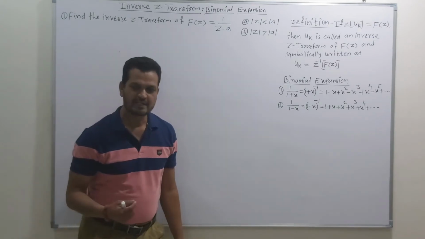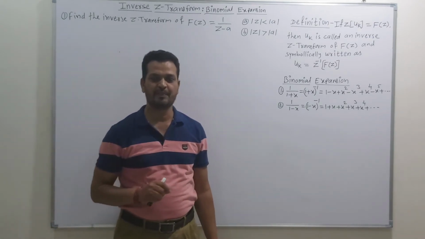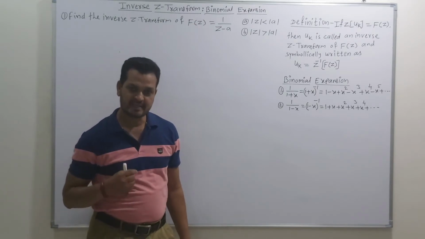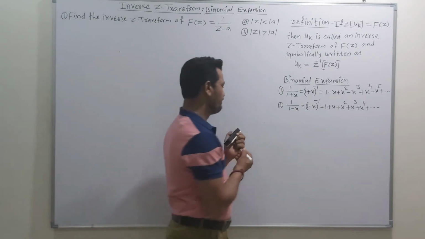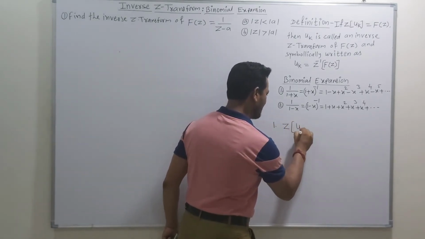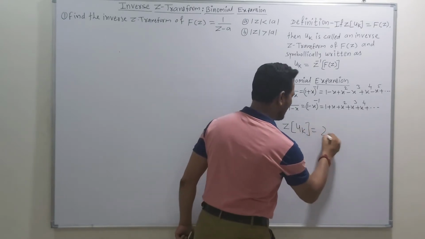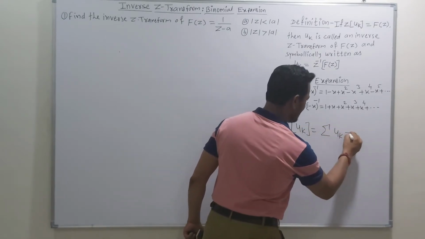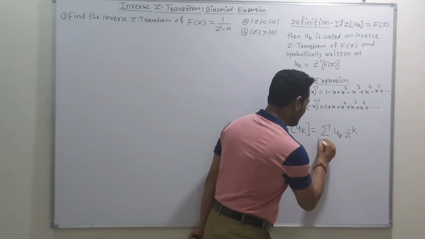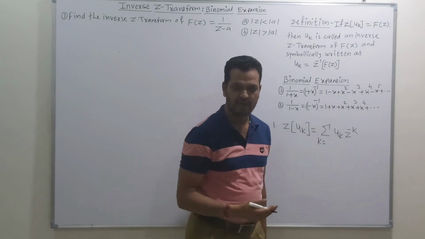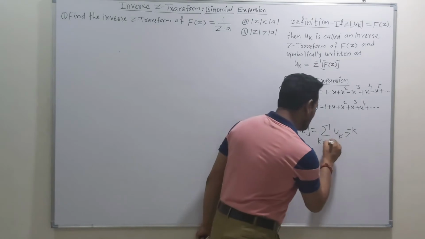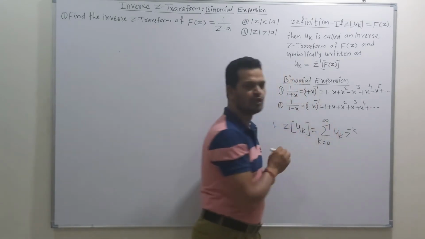So now friends, before solving the actual example, let me first revise how we solve examples based on the Z transformation definition. To find the Z transformation of any sequence, we write the definition as the summation of uk z raised to minus k. Here the summation over k goes from minus infinity to plus infinity, but for simplicity we take a unilateral sequence, that means we take the value of k from 0 to infinity.